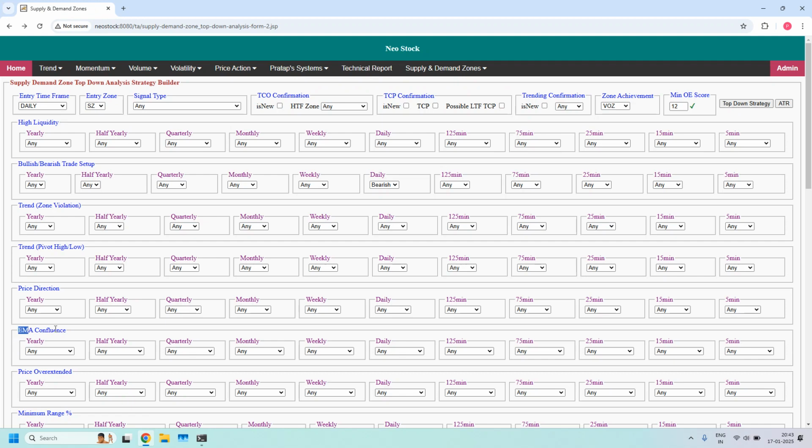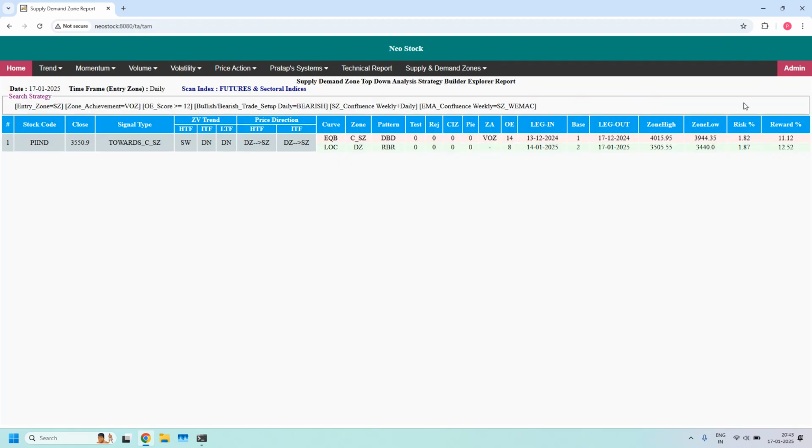Let us verify. In the EMA confluence, weekly time frame, the weekly supply zone having weekly EMA confluence filter is enabled. With this filter, we got 1 stock. So that means this weekly supply zone has weekly EMA confluence. That way, this is a high probability trade setup supported stock, apart from having a high liquidity zone.